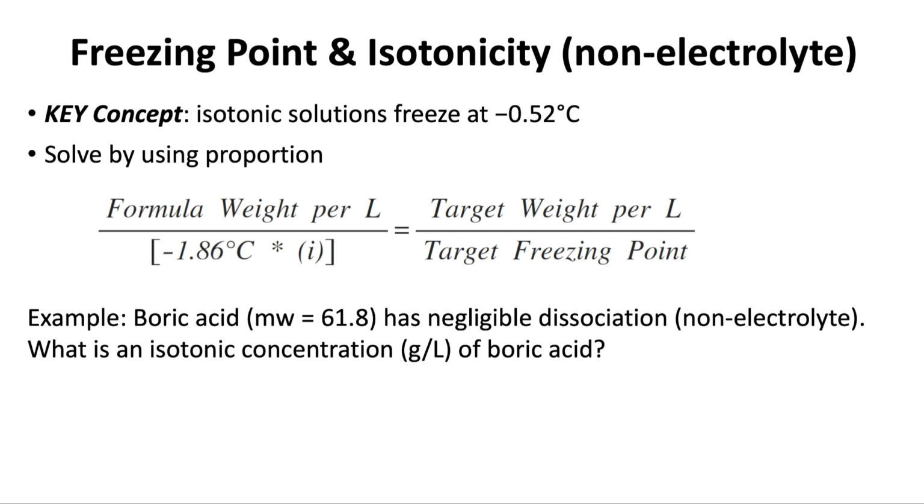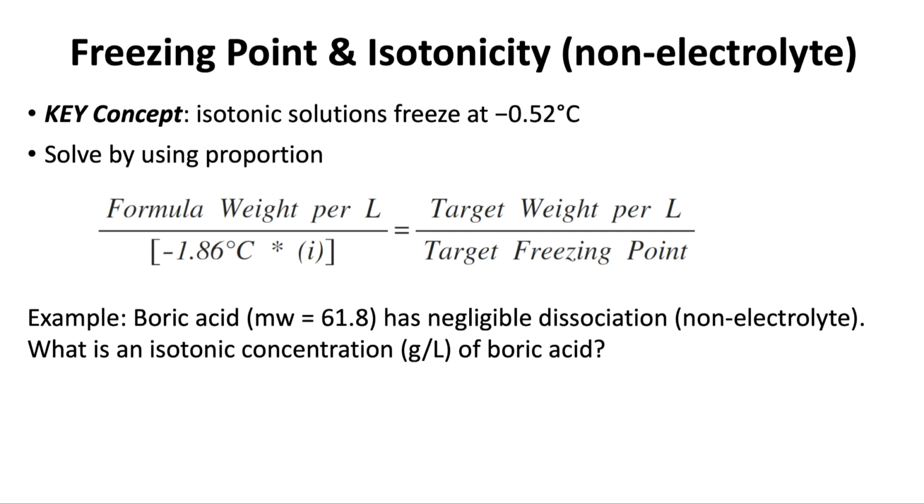This is an important formula to be able to answer some of these questions. We take the formula weight of the specific molecule in grams per liter, and set it over the formula we just talked about, which is negative 1.86 degrees Celsius times its I. We set that equal to some target weight per liter, over our target freezing point, whatever depression we want. So there's the formula. Let's use an example and fill this in.